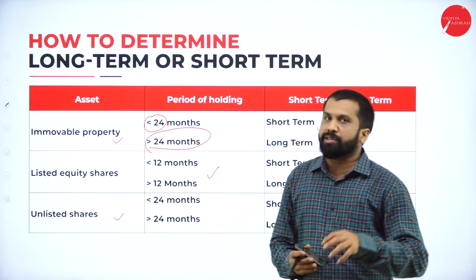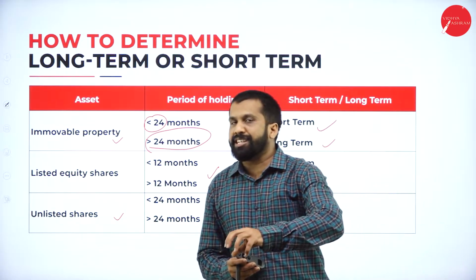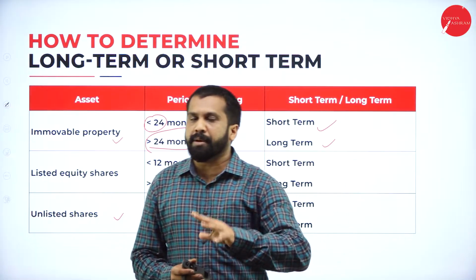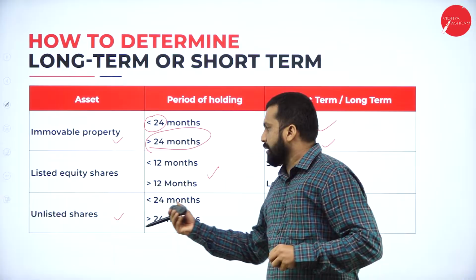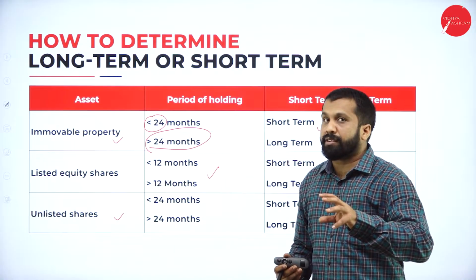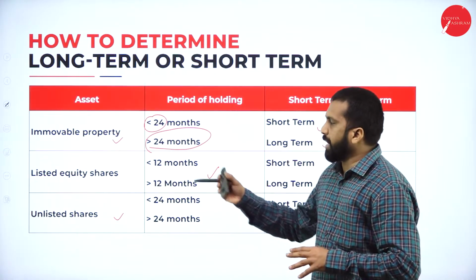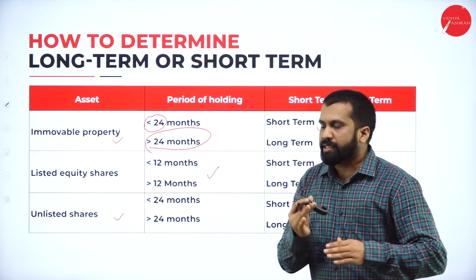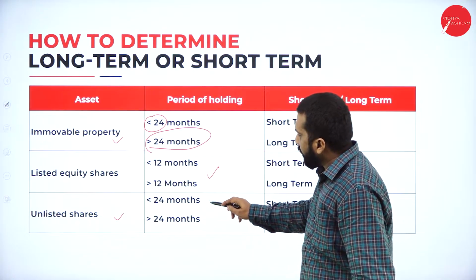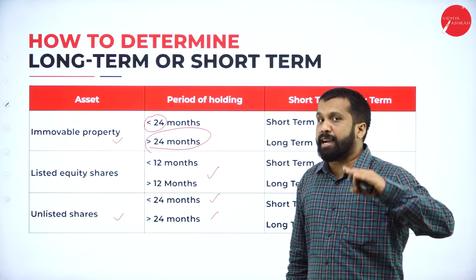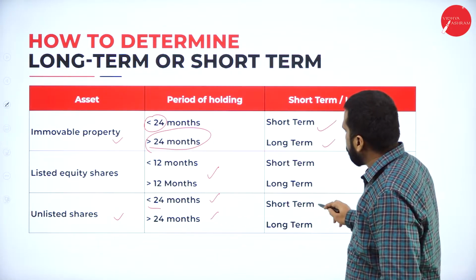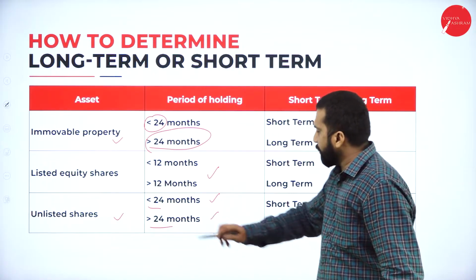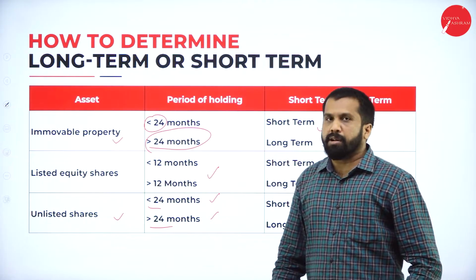In shares also, there are certain shares which are listed and which are unlisted. Remember, if the shares are not listed, then it doesn't come under your trading. Still, you can buy unlisted shares in other ways. Unlisted shares are considered 24 months. If you are holding less than 24, then it is short term. If you are holding more than 24, it will be long term.